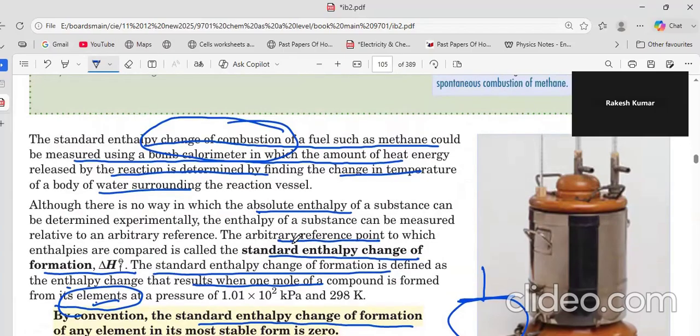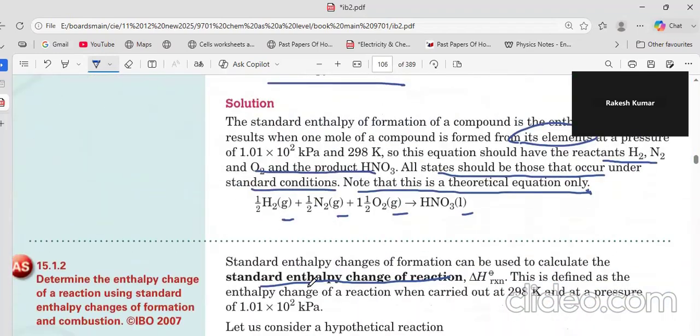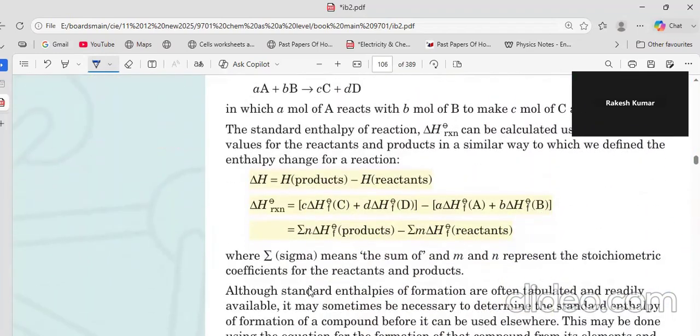That is why, whenever we find the heat of reaction from a reaction equation, we subtract the formation values of products minus reactants. We are actually taking from that reference, so the enthalpy change of a reaction can be found from that reference of formation.